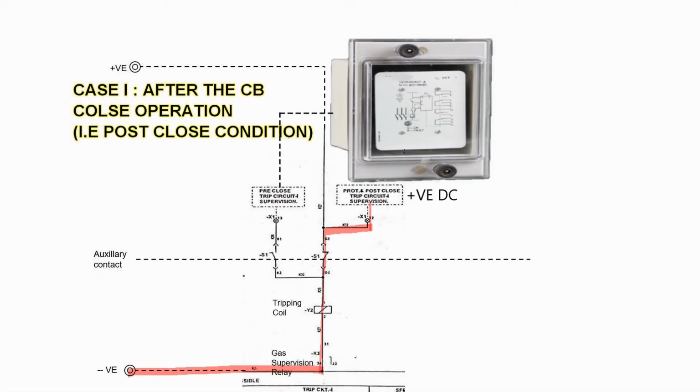Thus, the TCS relay continuously checks the healthiness of the tripping circuit and displays a green signal during a healthy condition and a red indication during a faulty condition to the operator. With this, it completes the working of the TCS relay.